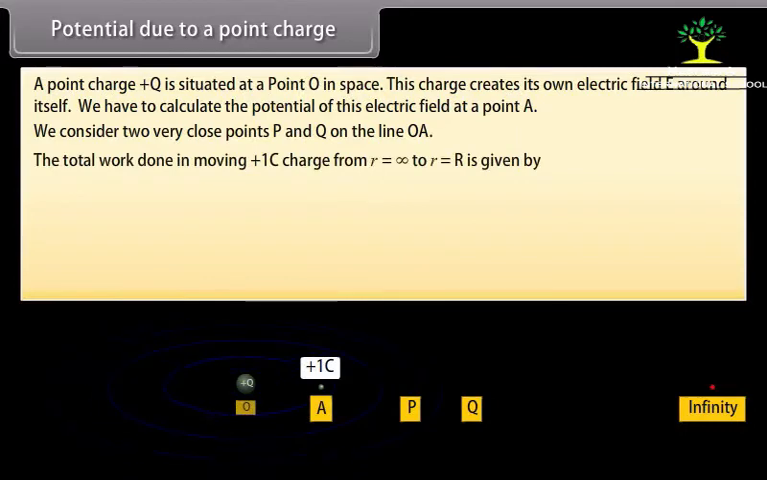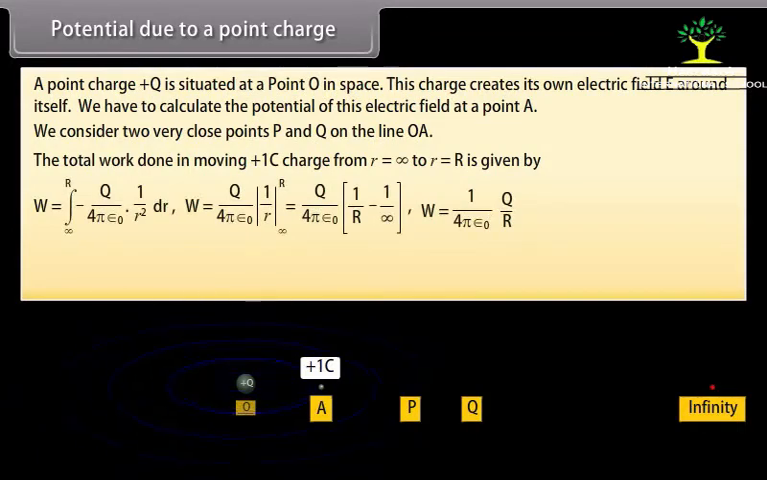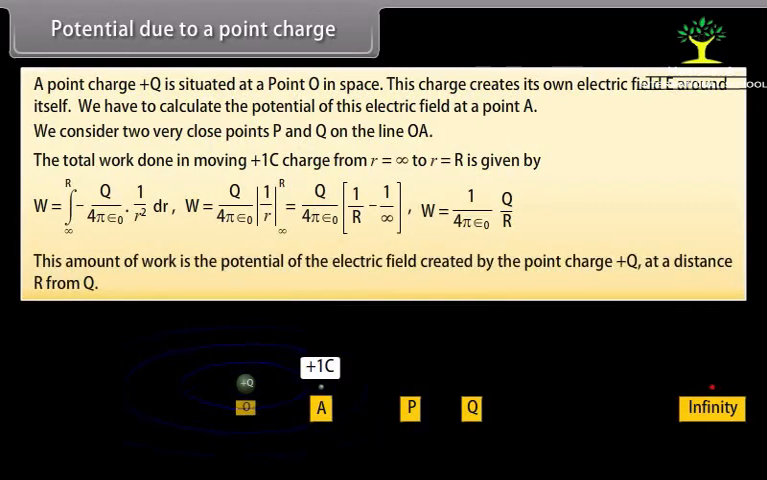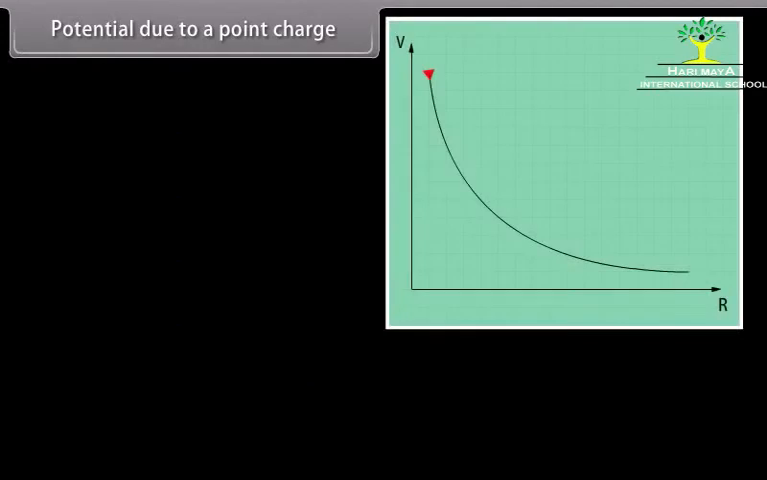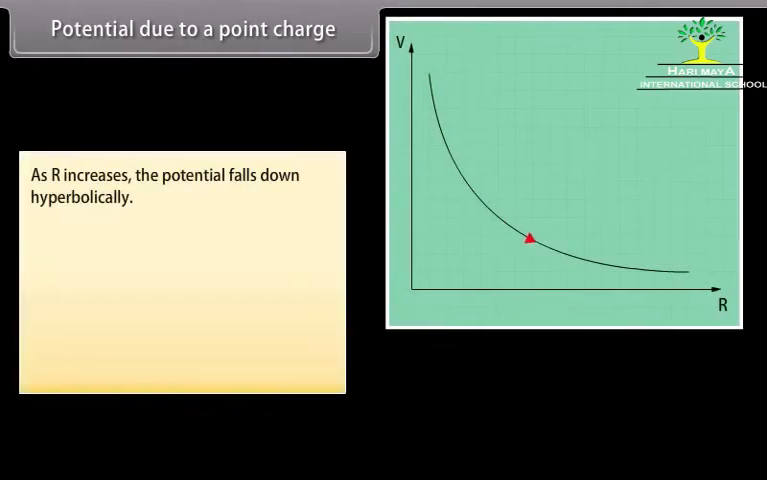The total work done in moving plus 1 coulomb charge from infinity to point R is given by W equal to 1 upon 4 pi epsilon naught multiplied by Q upon R. This amount of work is the potential of the electric field created by the point charge plus Q at a distance R from Q. We can show in the graph that as R increases, the potential falls down hyperbolically.